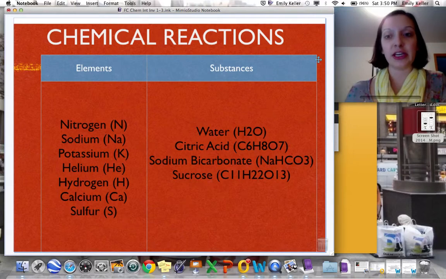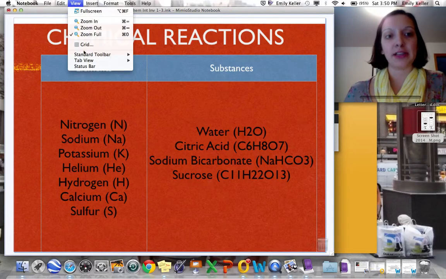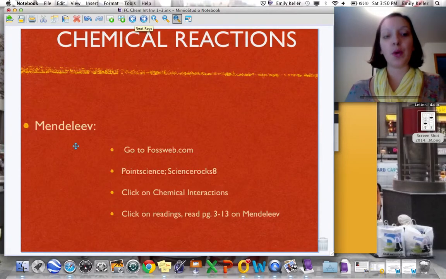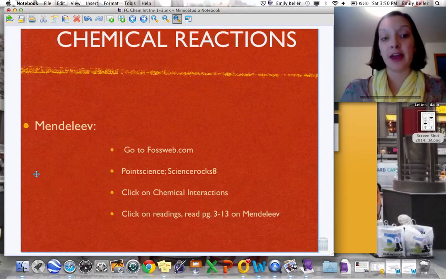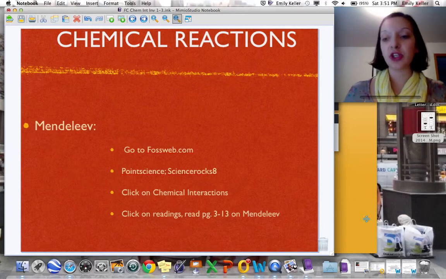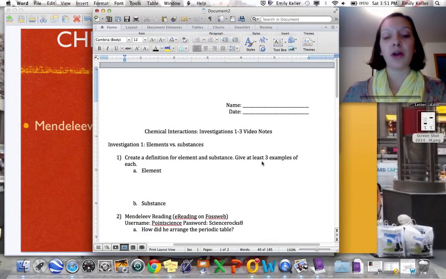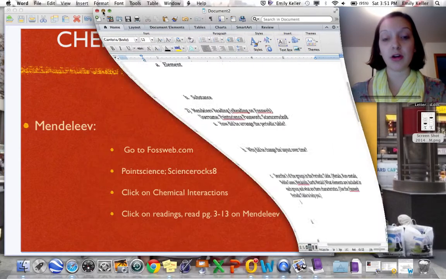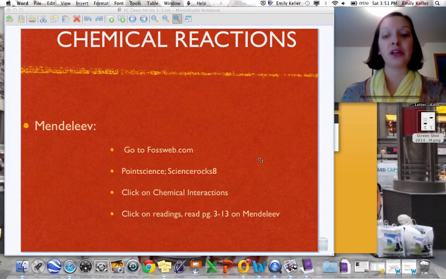Further investigation into chemical reactions here and our periodic table, we can look at the periodic table. So you're going to be reading about a man named Mendeleev who started creating the periodic table and organizing the elements. So there's instructions on your video note-taking sheet where it will tell you to go to FOSS-Web. You can do an e-reading, or you can also use the green book that I have in the classroom. The reading starts on page 3 and ends on 13.